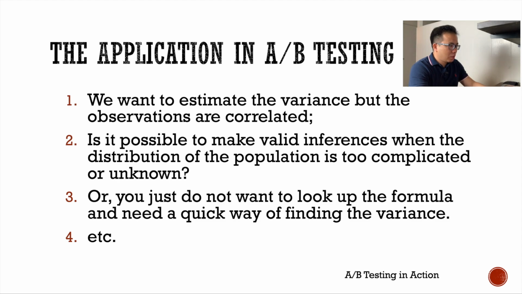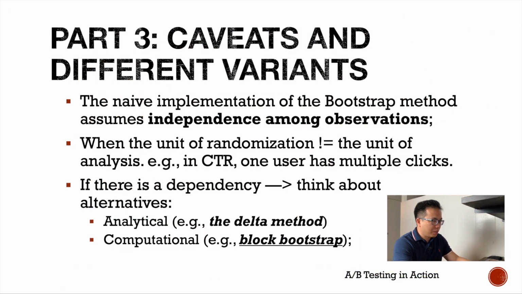Okay, but let's look at some caveats and different variants of Bootstrap. The naive implementation of the Bootstrap method, described above, assumes independent observations. So if the observations are correlated, or when the unit of randomization does not equal the unit of analysis, for example, in our click-through rate example, one user may have multiple clicks, how can we estimate the variance when there's a dependency? There are a few alternatives.